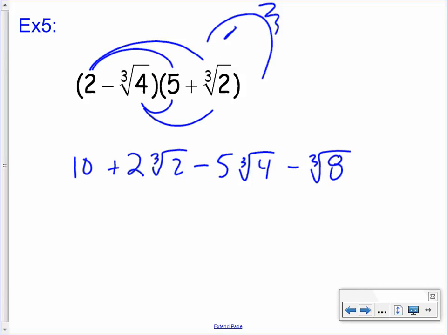Now what? Simplify where, bud? Cube root of 8. See, you've done it so many times, you could just see it. That's a 2. So it's 10 plus 2 cube roots of 2 minus 5 cube roots of 4 minus 2, which combines with the 10. So final answer, 8.